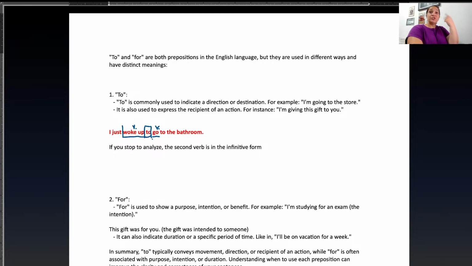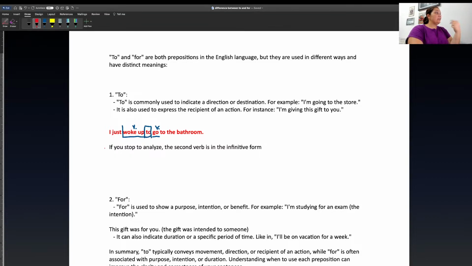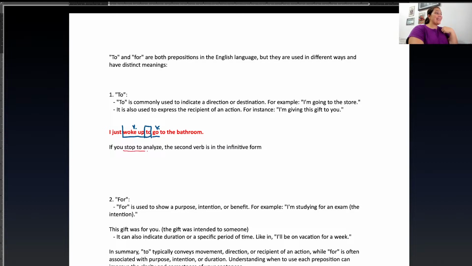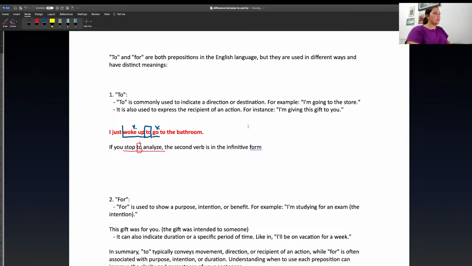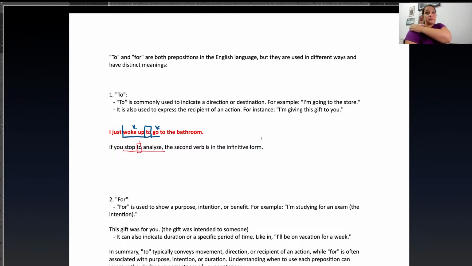If you stop to analyze, look at here. If you stop to analyze, se você parar para analisar, again, it's in the infinitive. That's why we'll always use to, ok? Por isso que a gente fala assim, two verbs together, they'll clash, okay? They'll fight. There are some exceptions to the rule, okay? I'm sure you all know that, but that's subject for another time, ok?